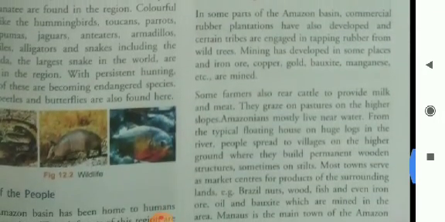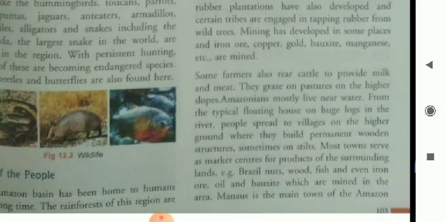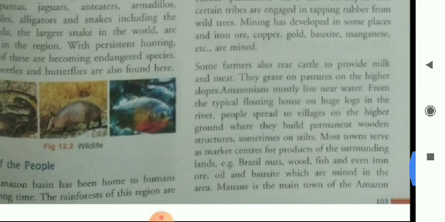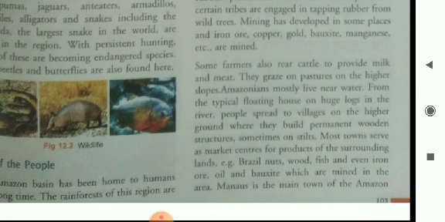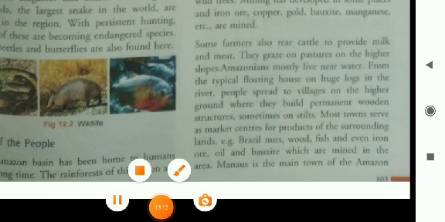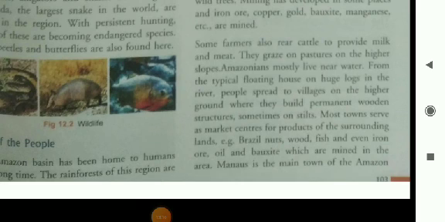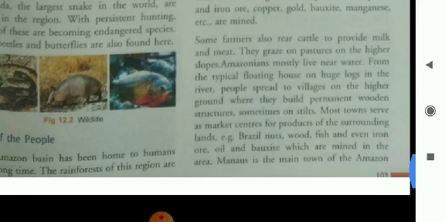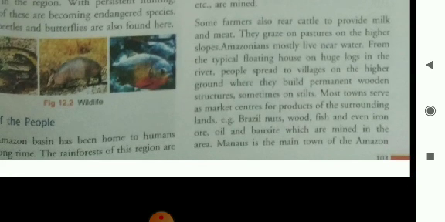In some parts of the Amazon basin, commercial rubber plantations have also developed and certain tribes are engaged in tapping rubber from wild trees. Mining has developed in some places, and iron ore, copper, gold, bauxite, manganese, etc. are mined. Some farmers also rear cattle to provide milk and meat. They graze on pastures on the higher slopes.